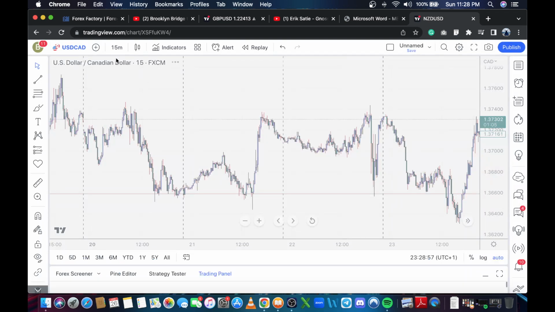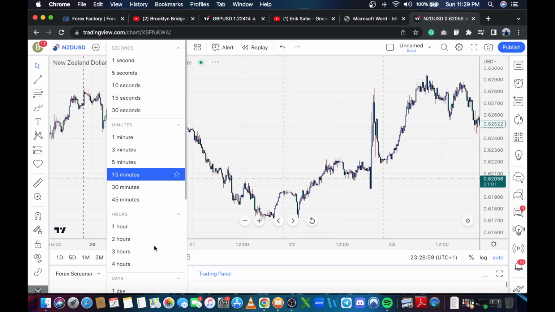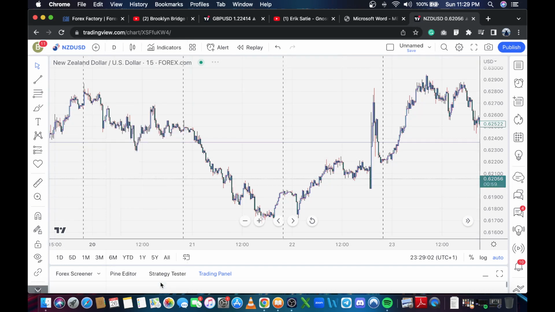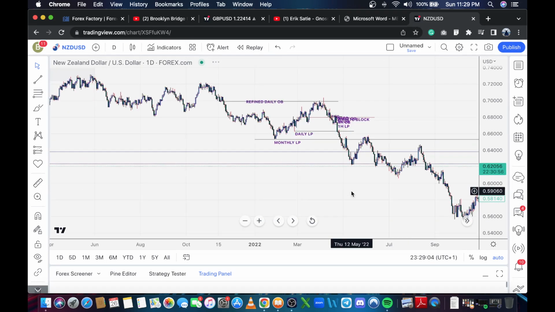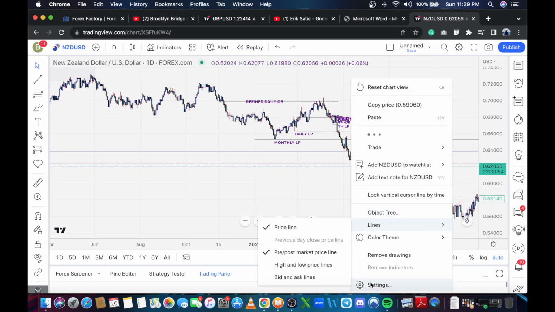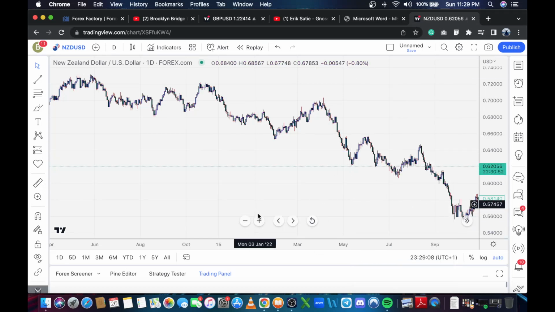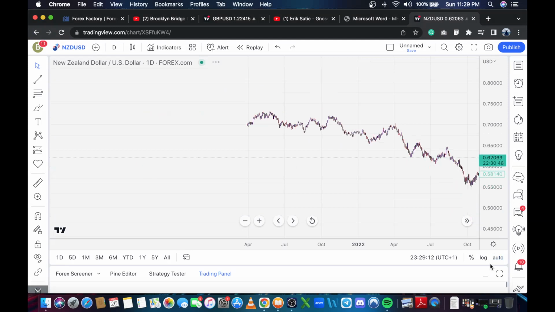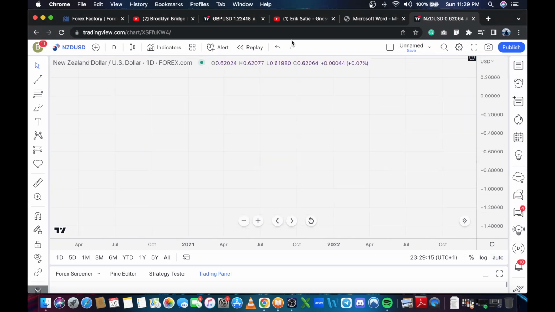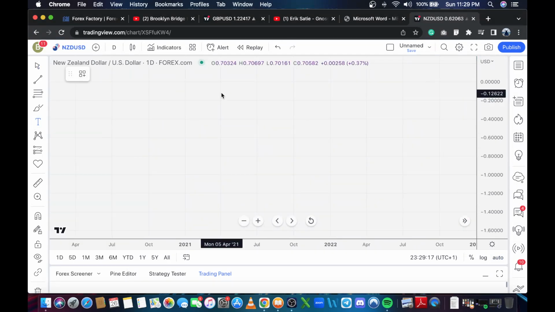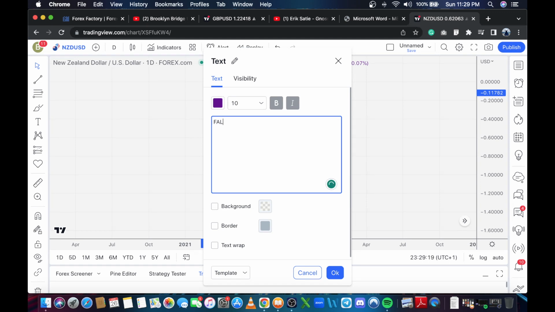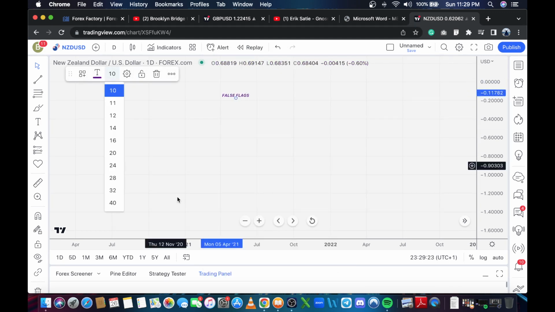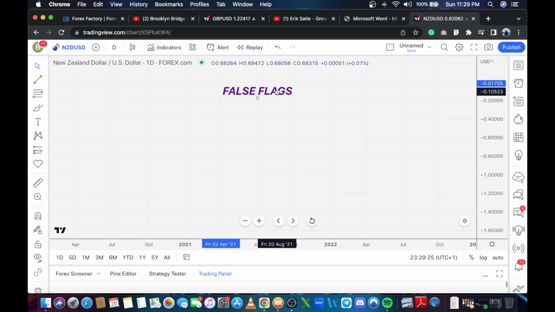Okay, so as usual, we pull up a blank chart and we use that for our lesson today. So I'm going to go with New Zealand dollar, and we're going to use daily chart, obviously, and we're going to get rid of all the annotations in the chart so we can have a very clean slate. Alright, so today's topic is going to be false flags. That's the topic for today. And let me just make the font a little bit larger. And there we go.